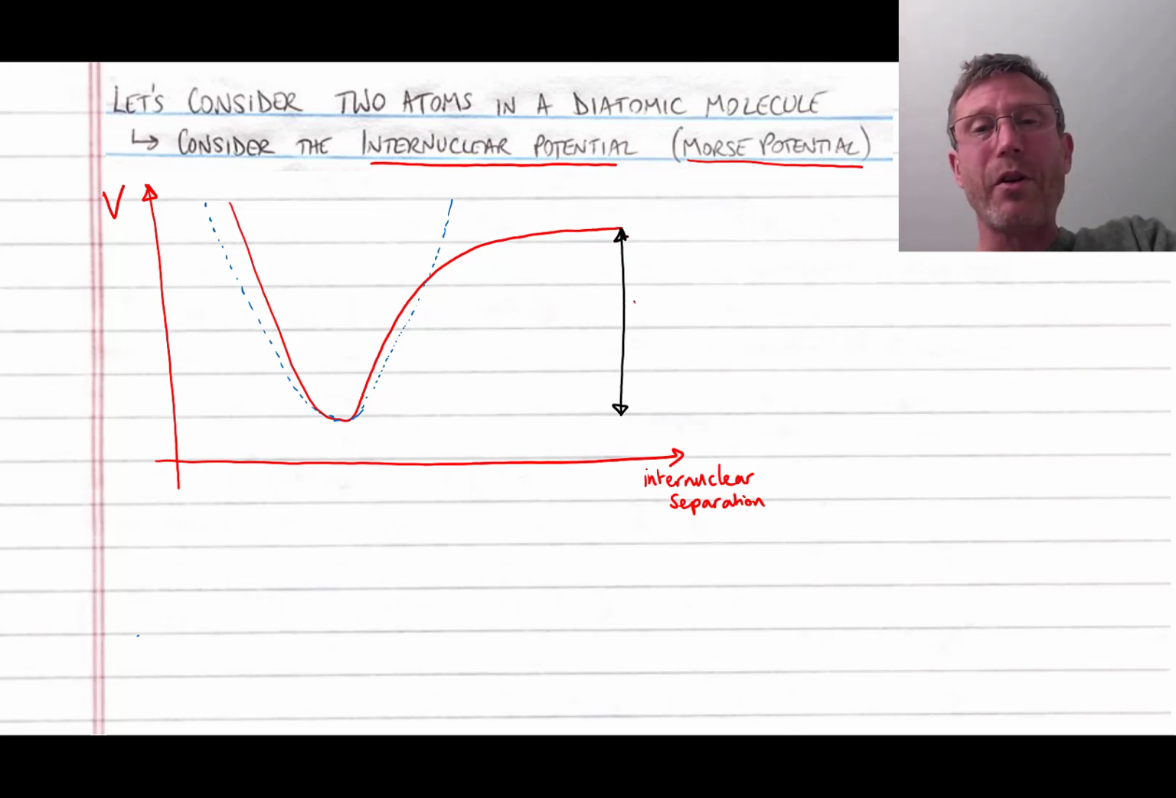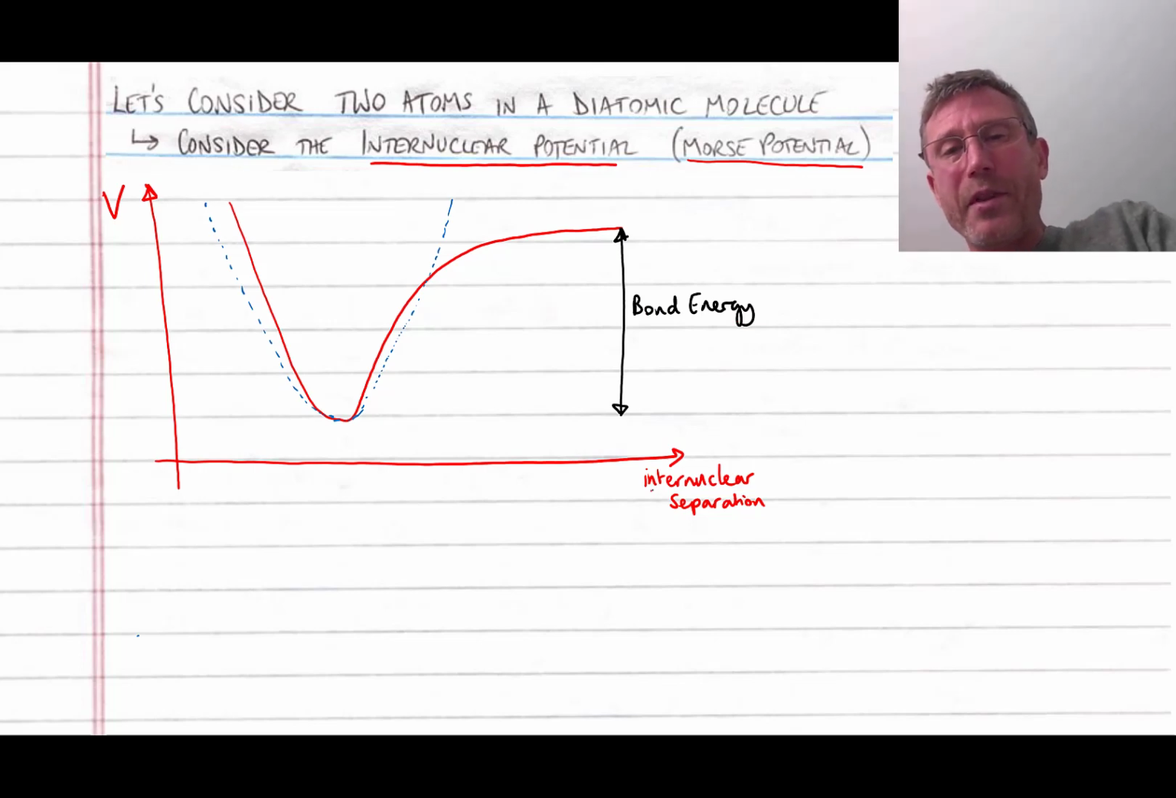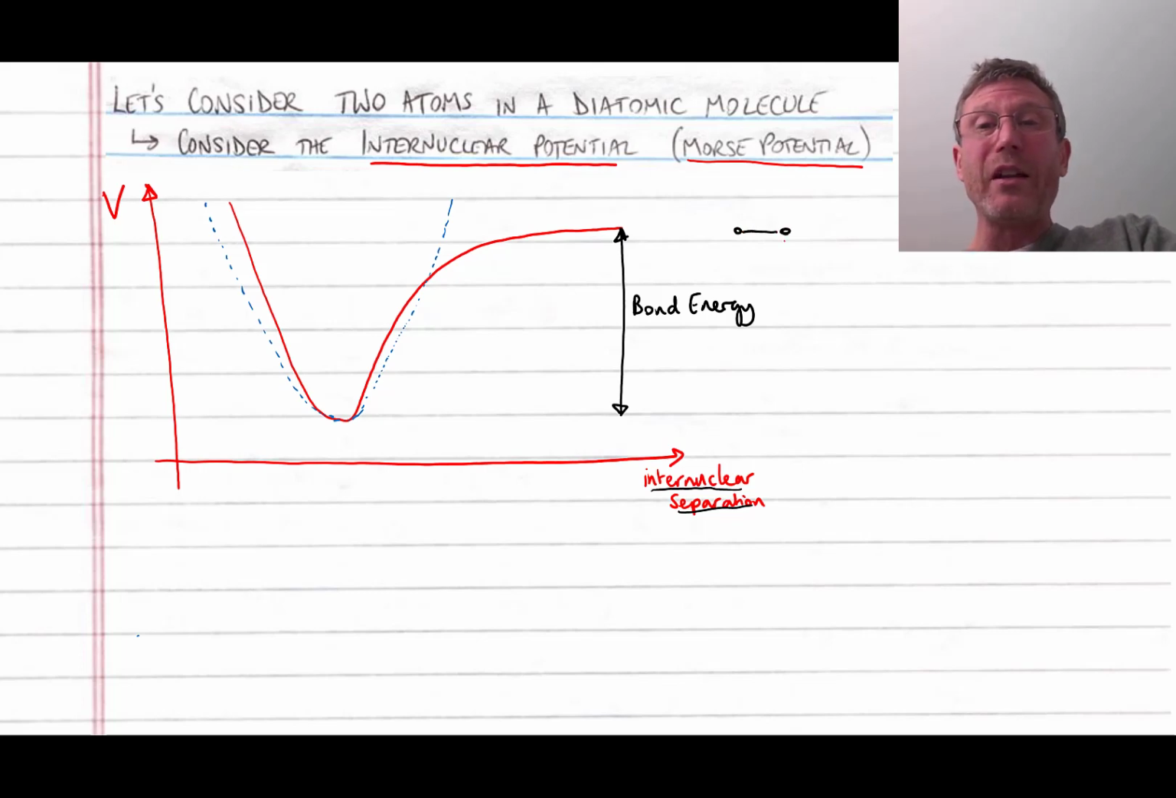So this we're going to call the bond energy. And we're going to say, okay, let's remember this is our internuclear separation. So at very large internuclear separations, that's really where we have these two atoms that are no longer connected together. At very large internuclear separation, we've effectively broken the bond, right? So we're going to break the bond, and that would be when x is equal to infinity, or the internuclear separation is equal to infinity.